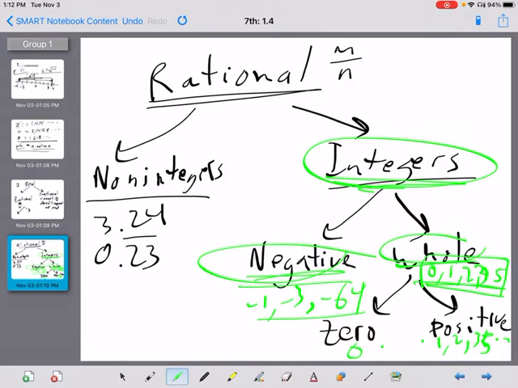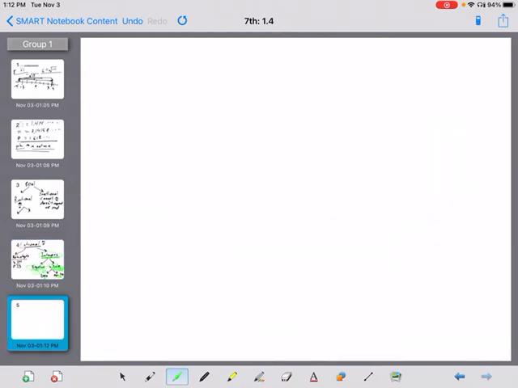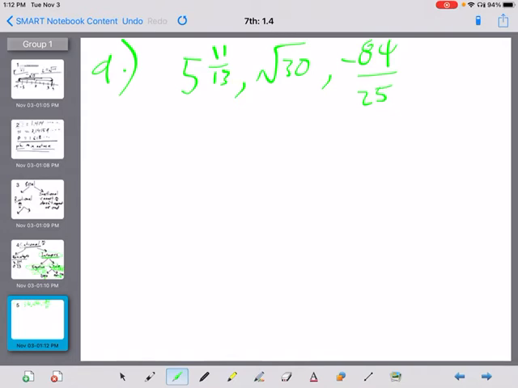All right, next on the bottom of 35, it says order real numbers on a real number line. You can flip over to that next page. So basically what we're doing is we're taking the numbers and we're going to put them on a number line. At the top of page 36, it says, well, first of all, let's list out the numbers: 5 and 11 over 13, square root of 30, negative 84 over 25, negative 8.283.